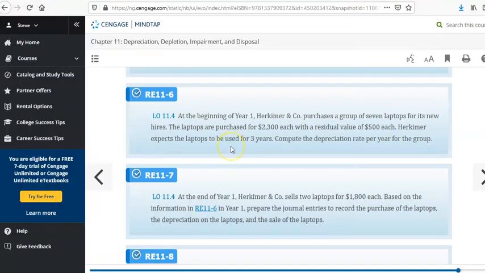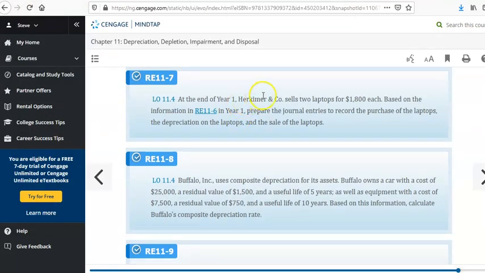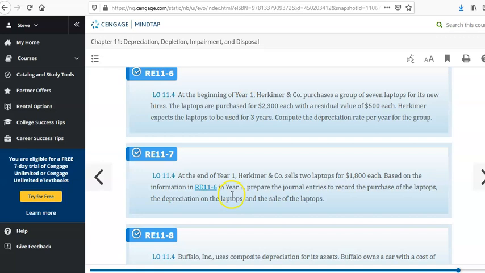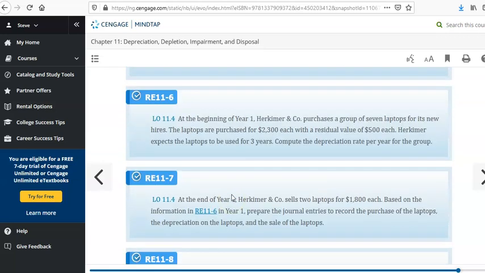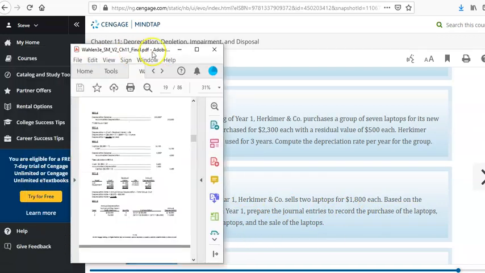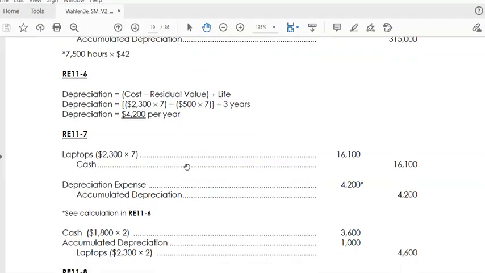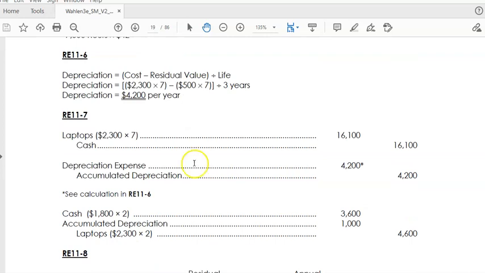In 11-7, at the end of year 1, Herkimer sells 2 laptops for $1,800 each. So we're kind of just continuing what we've looked at before. In year 1, prepare the journal entries to record the purchase of the laptops and depreciation of the laptops. So this is 11-7, and we'll get this on the screen here. So just some more journal entries again, just kind of how those work.